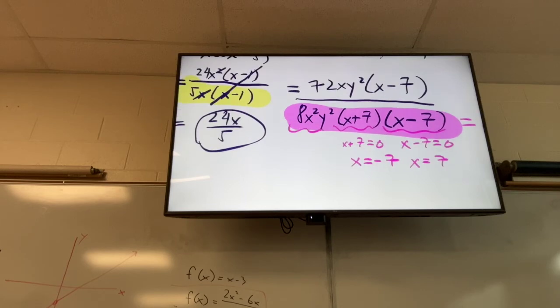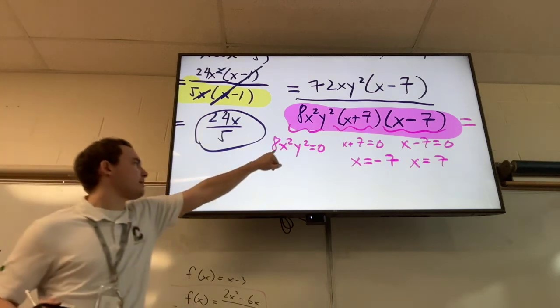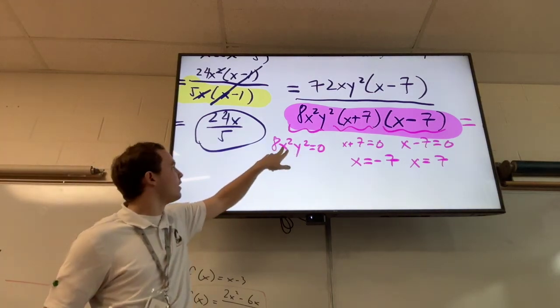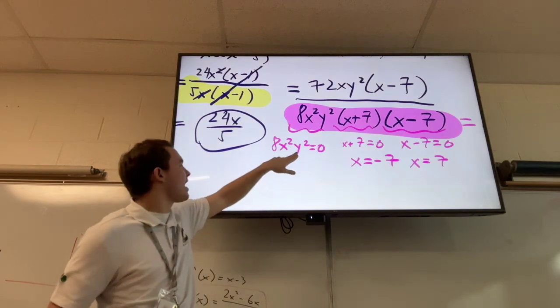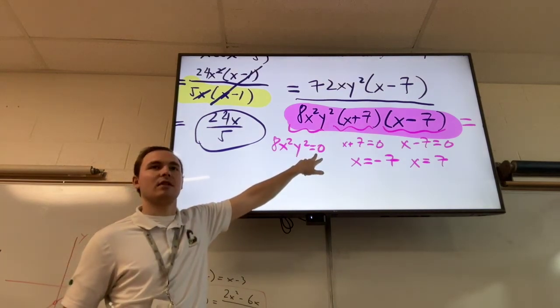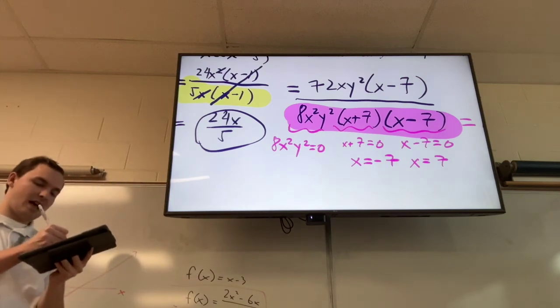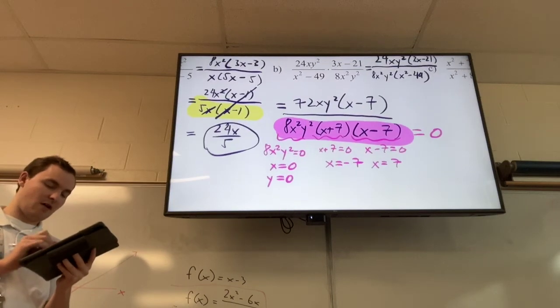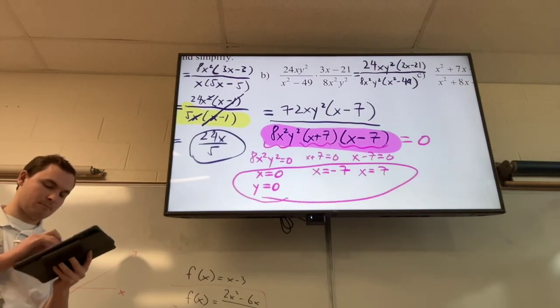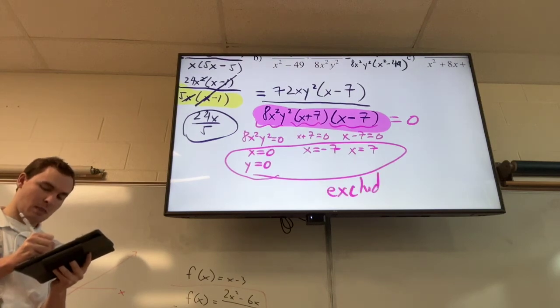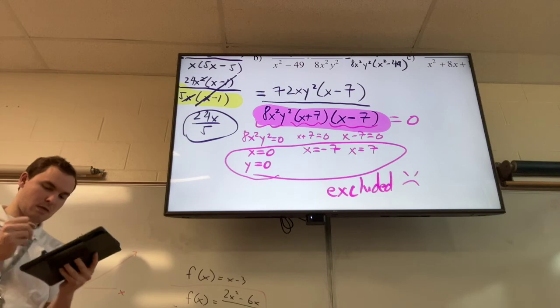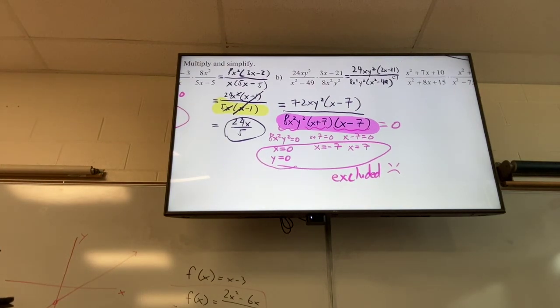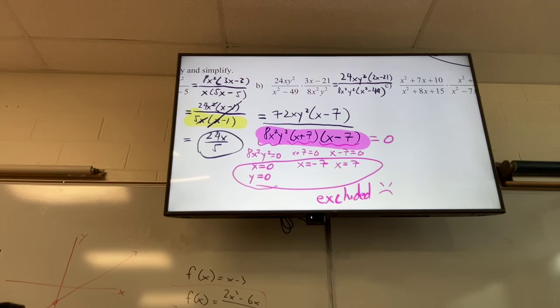And this final one, 8x squared y squared equals 0. What value that you plug in for x makes this equal to 0? 0, right? What value that you plug in for y can make it 0? 0, yeah. So x equals 0 is a solution to that equation, and y equals 0 is a solution. So all 4 of these get excluded. And then my last step is what?